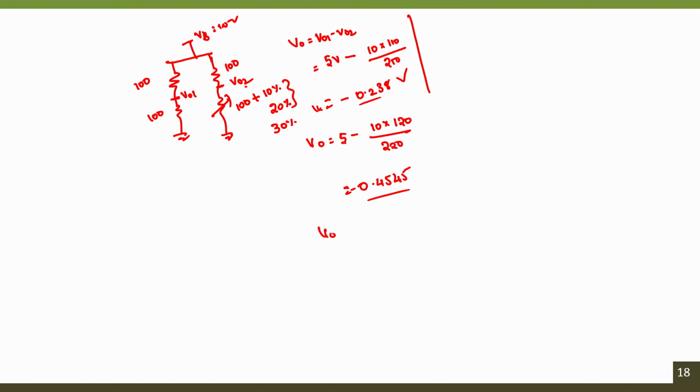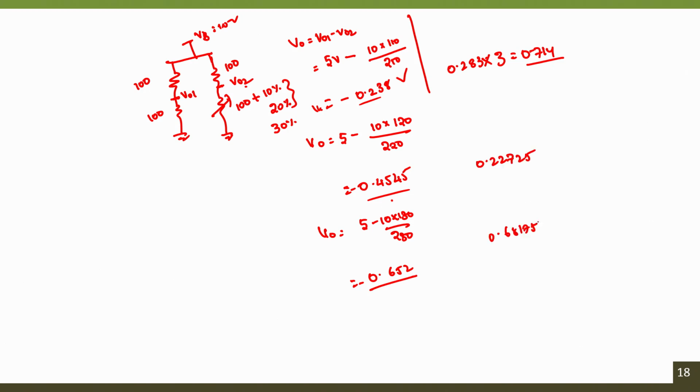So, that means V naught is equal to 5 minus 10 into 130 divided by 230, which is minus 0.652. Calculating 0.238 into 3 times, we get 0.714, but increasing by 30%, which is 3 times higher than the original one, I should get 0.714, but now I am not getting 0.714. It is only 0.652. Even doubling is also the same.